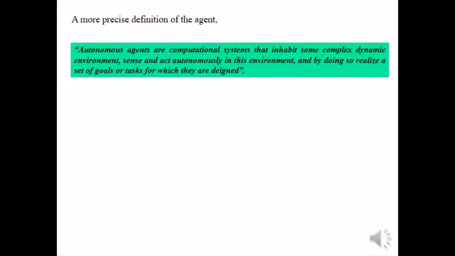A more precise definition of the agent: autonomous agents are computational systems that inhabit some complex dynamic environment, sense and act autonomously in this environment, and by doing so realize a set of goals or tasks for which they are designed. So it means the agents are autonomous and they are working in some dynamic environment, an environment where things change with the passage of time. So those agents sense those changes, and those agents must have some goals for which they have been designed.